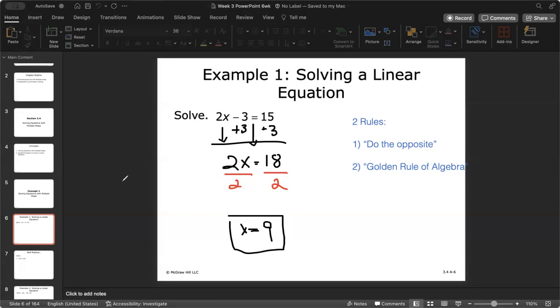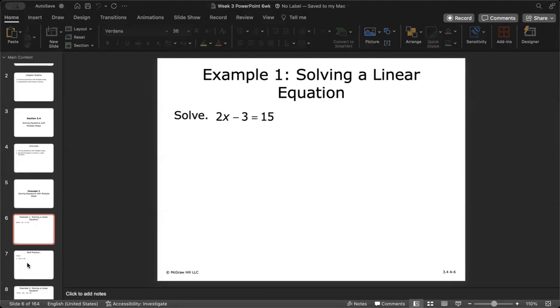Okay, so I'm going to do one more like this, and I'm going to make one observation after I do that. So these are sort of the steps. This is the framework that I have in mind when I do it: do the opposite and the golden rule of algebra. And what you have to do is when you see addition or subtraction, get rid of that first, and then get rid of the number that's in front of the x last. That's kind of the general process. So let's see this again in another example.